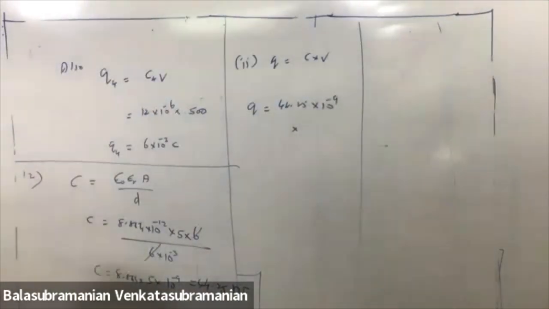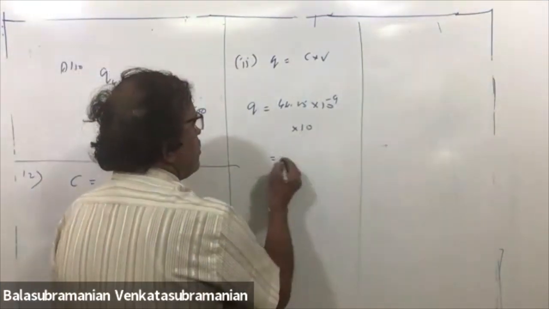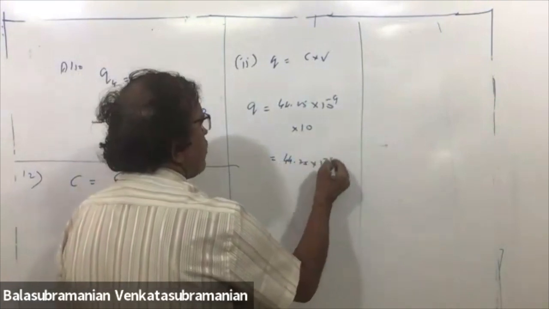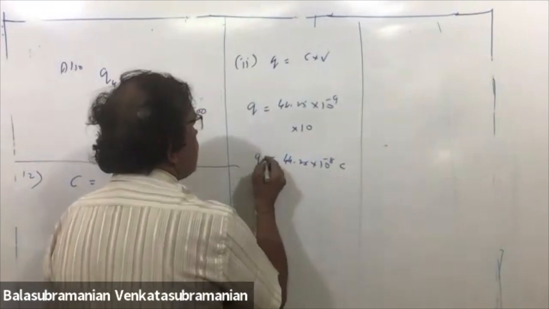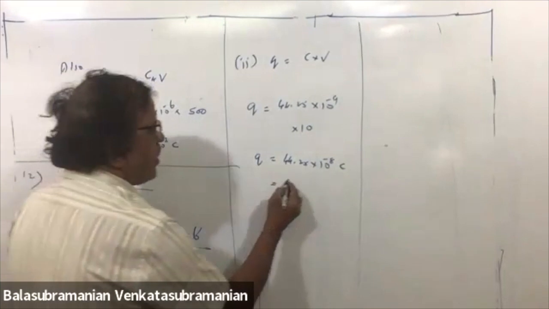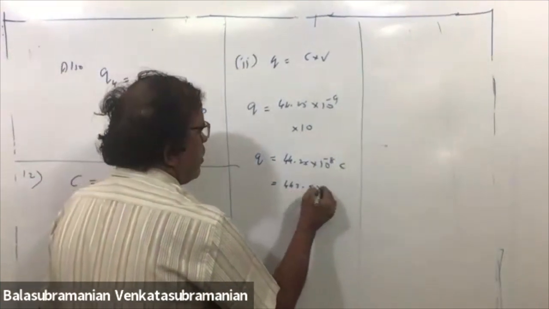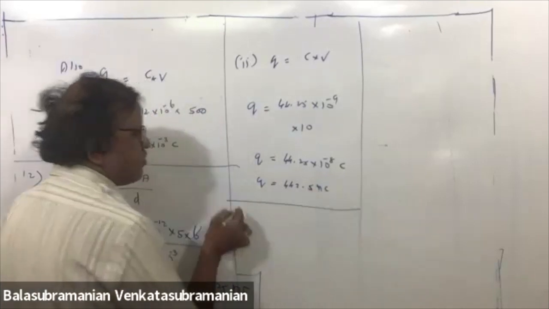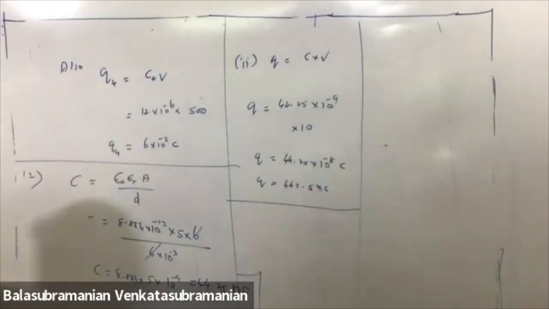What is the potential given? A 10-volt battery is connected. So I can write 44.25 into 10 power minus 8, or 442.5 nanocoulomb. That is the second.